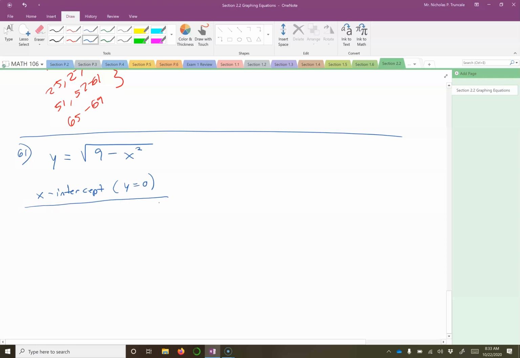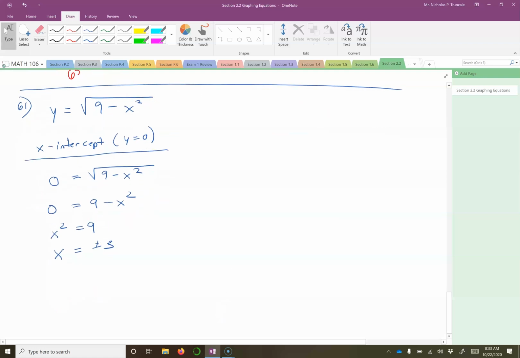So let's see what we get here. So we're going to plug in a 0. So we have 0 equals the square root of 9 minus x squared. All right, so we have to solve this equation. So if you think back, to solve this thing, you have to square both sides to get rid of the radical. So we square both sides, the 0 doesn't change, and you get 0 equals 9 minus x squared. And then we'll solve this for x. I'm going to move the negative x squared to the other side. So we're going to get x equals plus or minus 3.